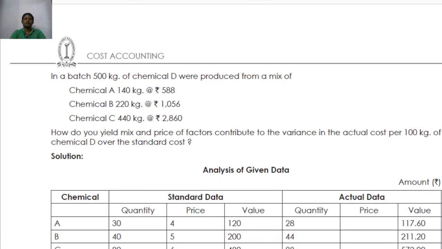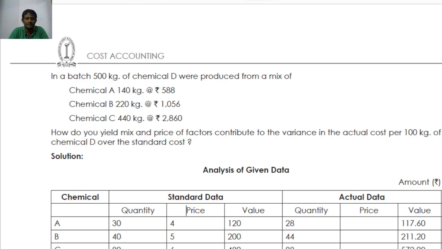Then, in a batch of 500 kg, chemical D was produced with a mix of 140 kg, 220 kg, 440 kg. This is actual, but this is for 500 kg of actual production. Chemical A used 140 kg, chemical B used 220 kg, chemical C used 440 kg. So read the question carefully. Standard is given for 100 kg of output. Actual is given for 500 kg of output, and the proportion of chemicals A, B, C is also given.